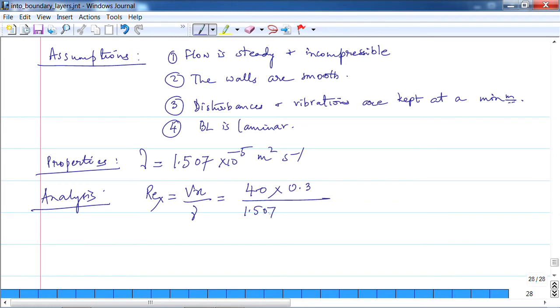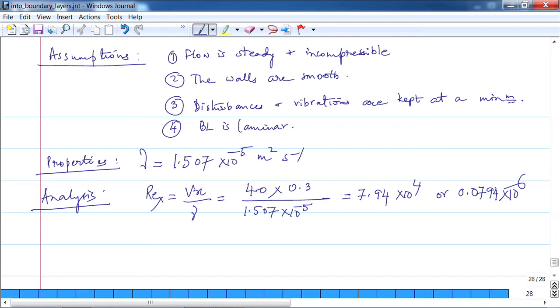And nu is as given above, 1.507 times 10 to the power minus 5. What I get is 7.94 times 10 to the power 4, or I would usually write this as 0.0794 times 10 to the power 6. It is about 0.08 million. And so we are less than 5 million. So this is a laminar boundary layer.